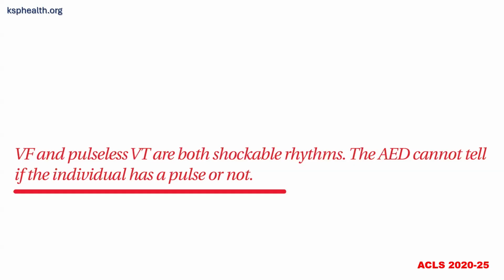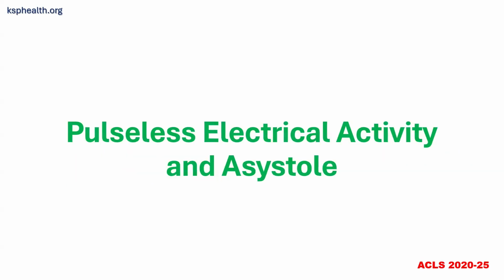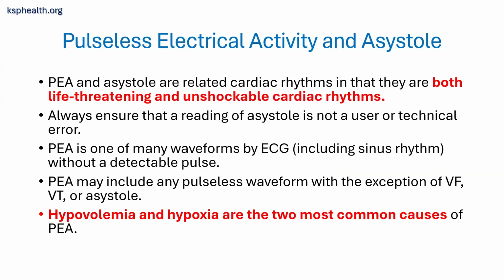Ventricular fibrillation and pulseless ventricular tachycardia are both shockable rhythms. The AED cannot tell if the individual has a pulse or not. So before we shock, make sure the patient does not have a pulse. The second group is called pulseless electrical activity and asystole.